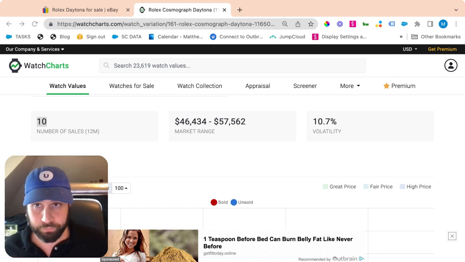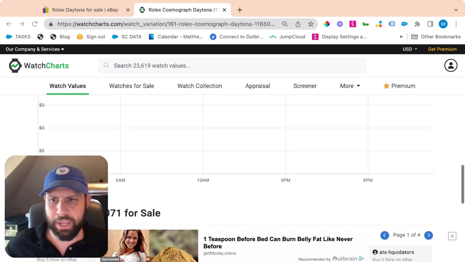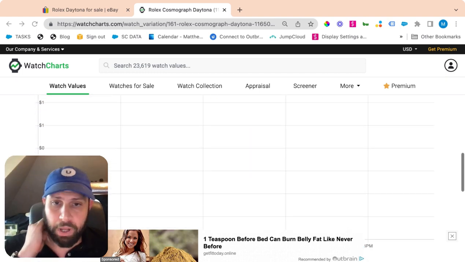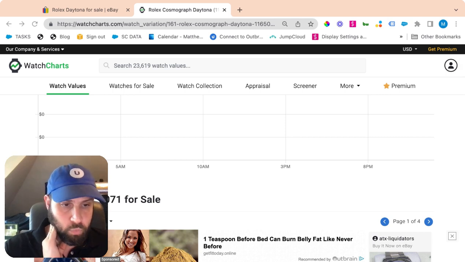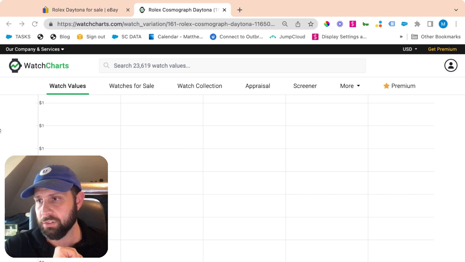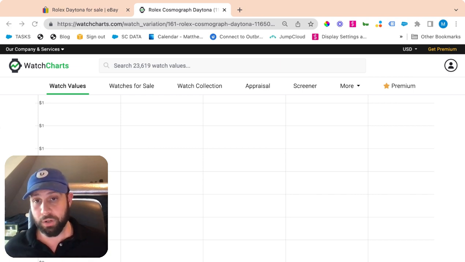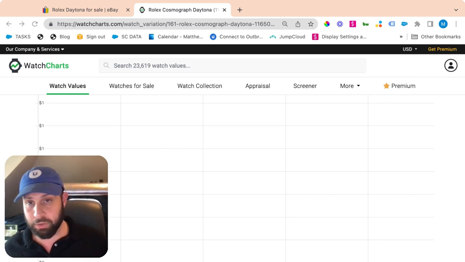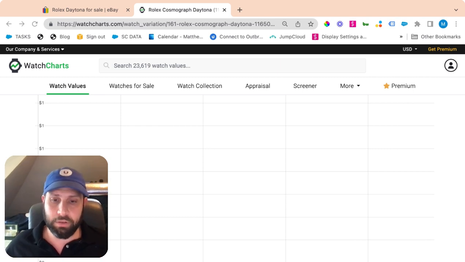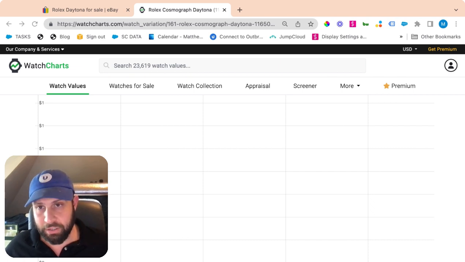Here's what we do. Because WatchCharts takes into account demand from more than just eBay, we must consider that number to be about 60% of this. So we're actually going to make this lower. We're going to say 60% of this, because 60% of the listings on WatchCharts on average are actually eBay listings. The rest are forums. So really it's not 10, it's 6, right? That means one half watch per month.